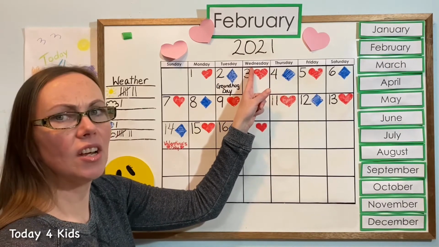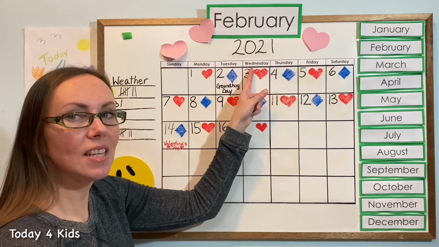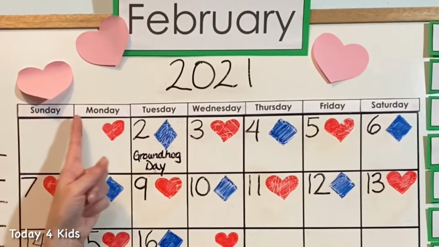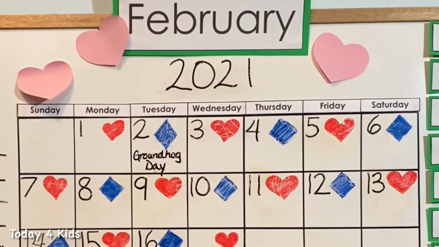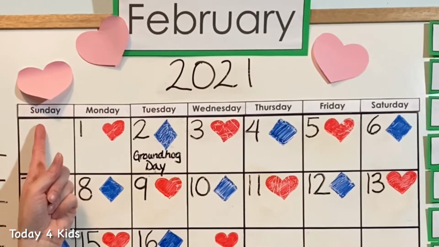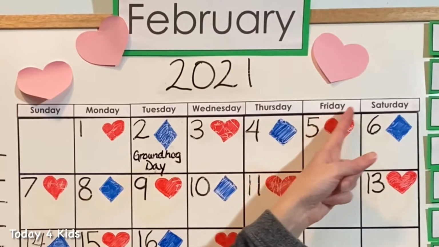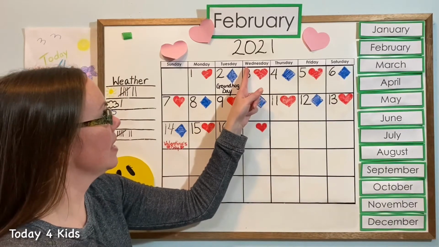How many days are there? Do you see? How many different days do we have? Let's count together and see if we're correct. I love it when you say it with me. 1, 2, 3, 4, 5, 6, 7. There are 7 days in the week. Sunday, Monday, Tuesday, Wednesday, Thursday, Friday, Saturday. Good job. So today is Wednesday, and how many letters does it have?